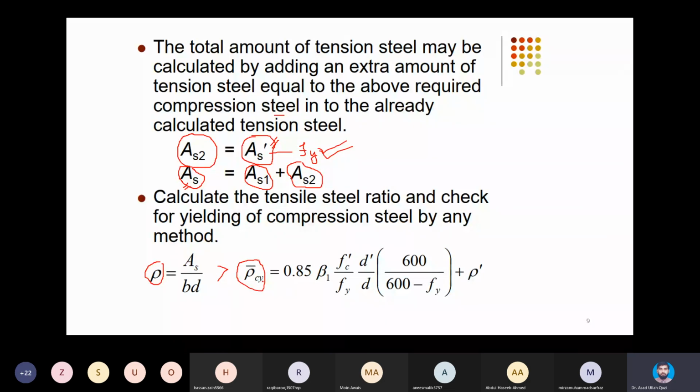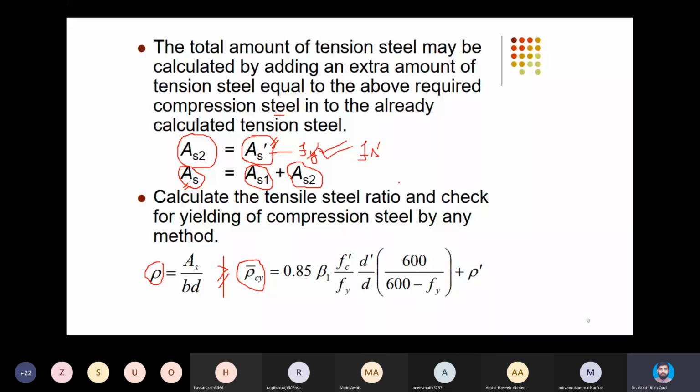But if it comes out to be not greater than or equal to rho Cy, then it means my compression steel was not yielding, it is at Fs prime. Now I want to do some adjustment because I am slightly underestimating the compression steel. There is important information here.